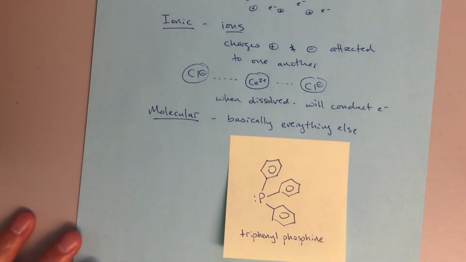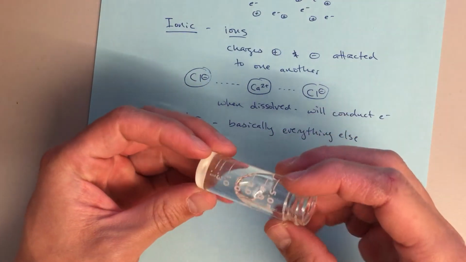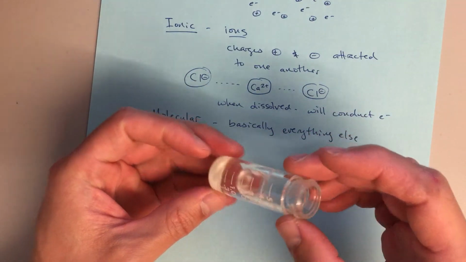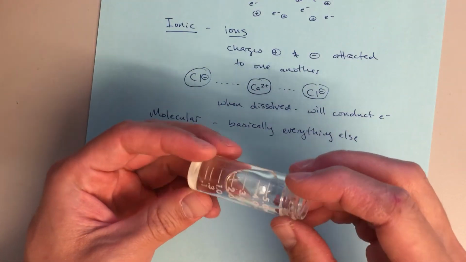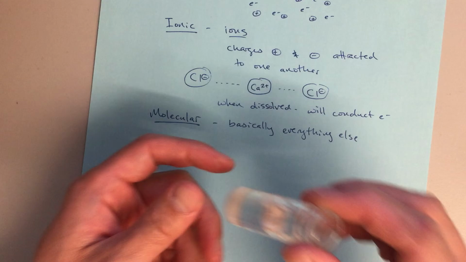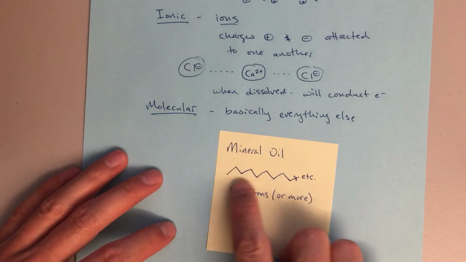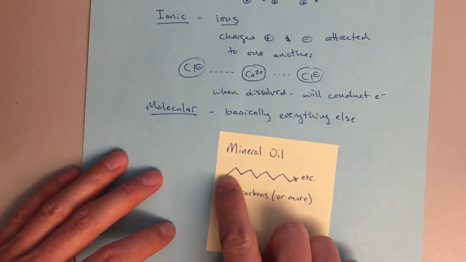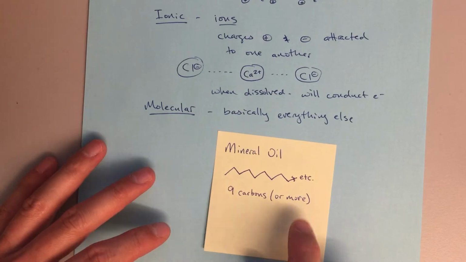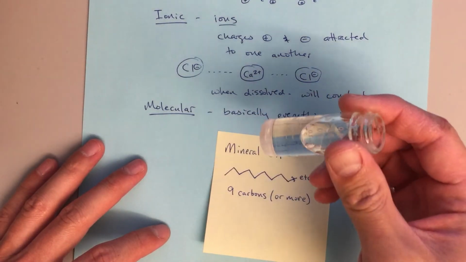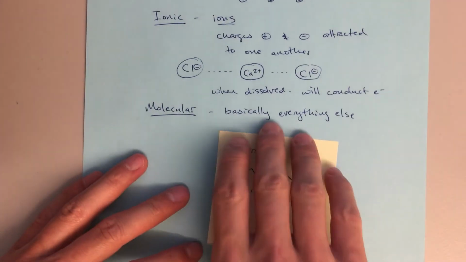And another example would be mineral oil. So the last example I have here. So this is mineral oil, and we can see that it's pretty viscous. Almost spilled it. But it's just this liquidy structure. And this is what mineral oil is. So mineral oil is basically a long chain alkane. So again, all carbons and hydrogens. And this could be 9 carbons or more. And we're going to have this liquidy substance. So like I said, basically everything else.